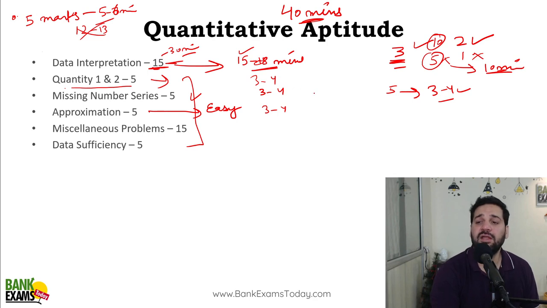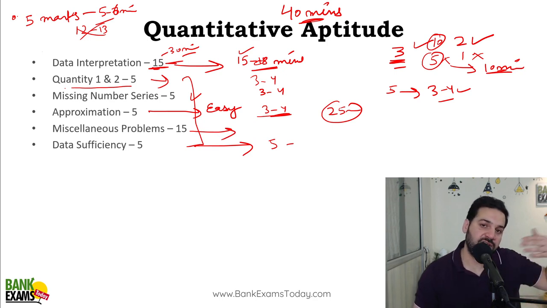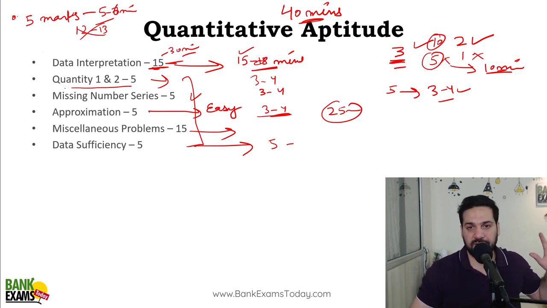So by now you have already spent like 25 minutes. Okay, data sufficiency, no need to find the exact answers, right? So 5 minutes here, and the last 15 questions, most probably out of these 15 questions, 3 or 4 questions would be very difficult. What is your job here?